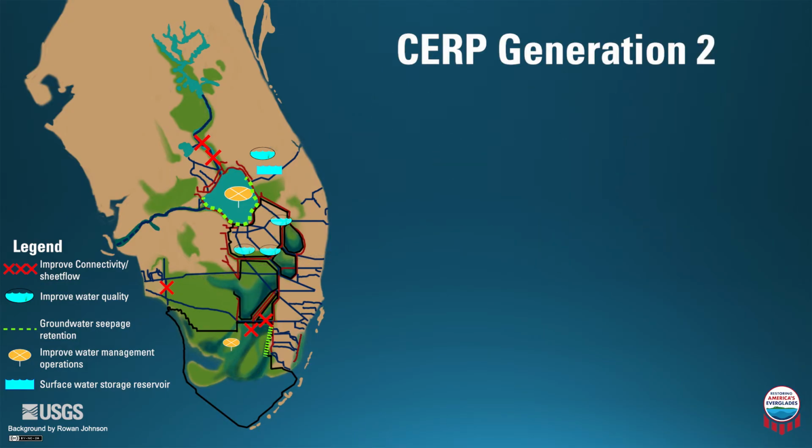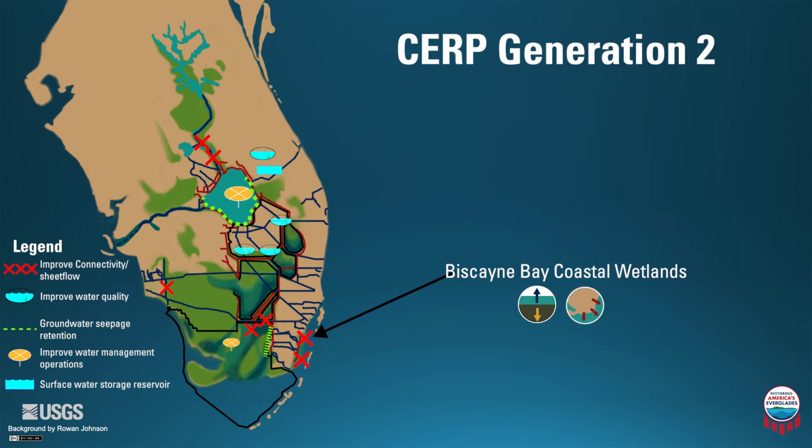CERP Generation 2. The next four CERP projects were authorized in the Water Resources Development Act of 2014. Biscayne Bay Coastal Wetlands. This project will redirect point source canal discharges into the downstream coastal wetlands and increase dry season deliveries to Biscayne Bay. These actions will improve water depths and flooding durations in Everglades freshwater and coastal habitats and improve freshwater flow to Biscayne Bay.